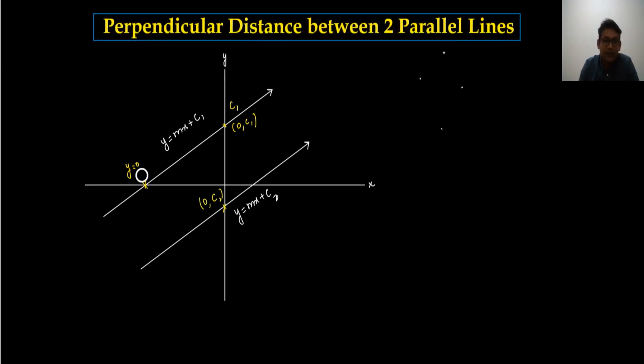But on the x-axis, when you substitute y equals 0 in this equation, 0 equals mx plus c1. The c1 moves to the left-hand side, and you get x equals minus c1 upon m. So this coordinate is c1 upon m, comma, 0. This is the coordinate for the x-axis.